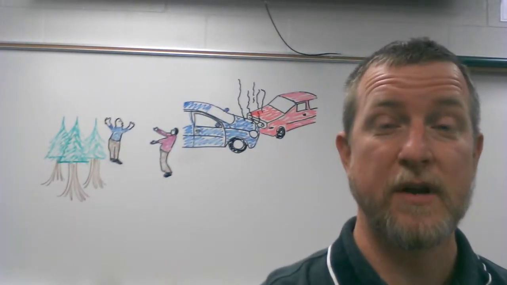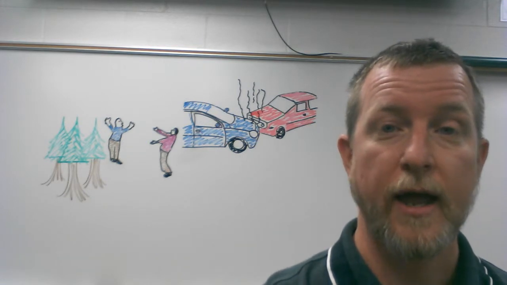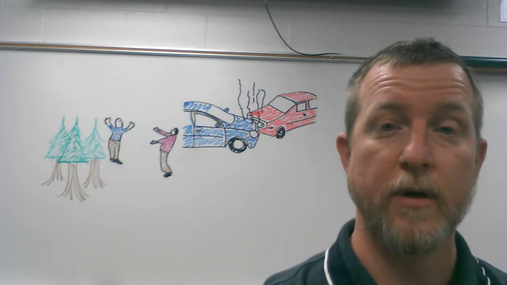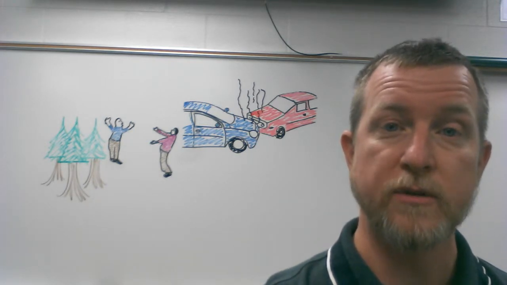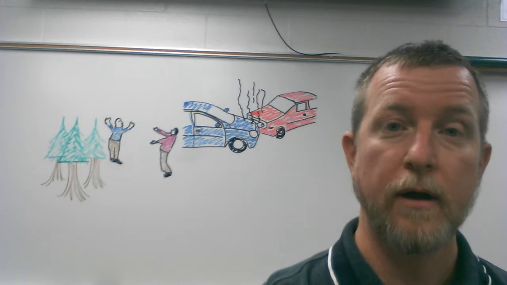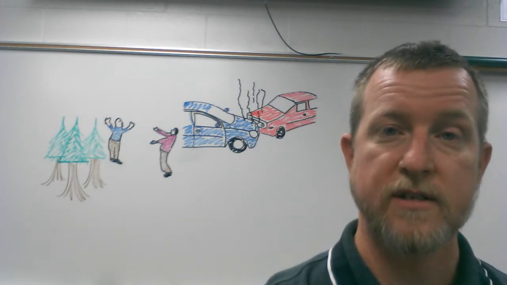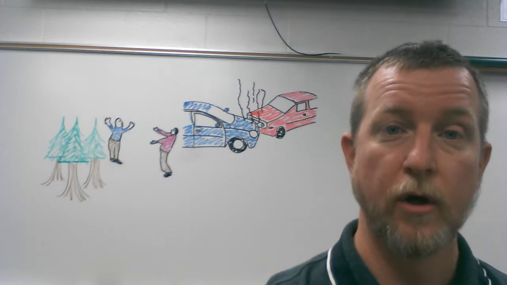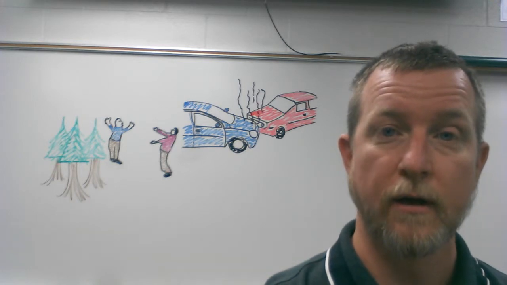Now, if we look at this from a different angle, we still have our two cars touching, and the steam is coming from those cars. But if we look off to the side, we see what appears to be two men and some trees. Well, our observations are two cars touching, steam is coming out of the cars, two men interacting with each other, and we see some trees.